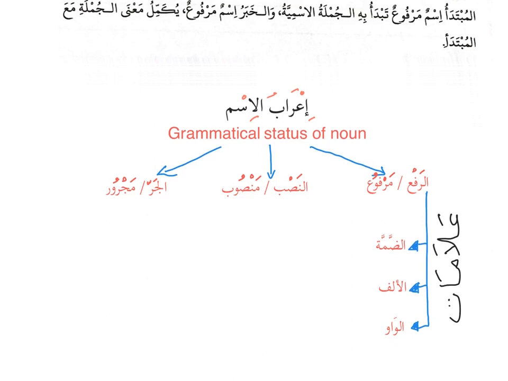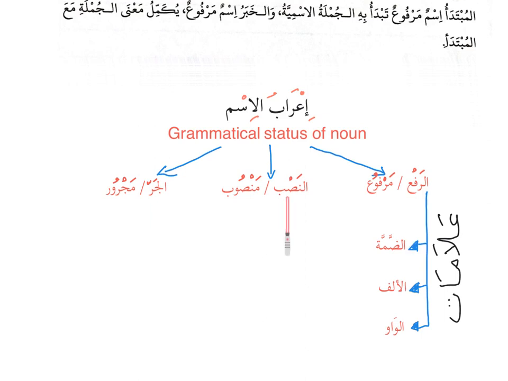This is called the topic of i'rabu al-ism. The word i'rab is normally translated as the grammatical status, and here we are interested in looking at the grammatical status of al-ism, or a noun. An Arabic noun is always in one of these three states. The first state is called ar-raf'u, the second an-nasbu, and the third al-jarru.